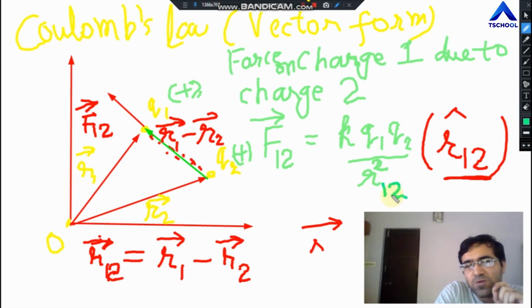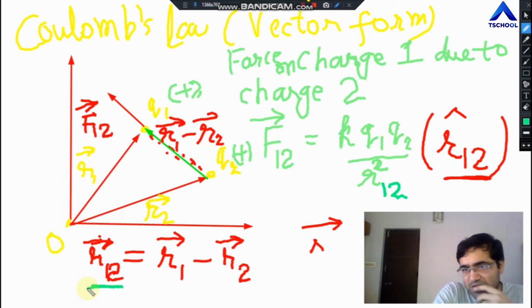If I write r12, that means we're talking about the distance between 1 and 2, or the magnitude of the r12 vector. So this clearly indicates that when we want to find the force between charge 1 and charge 2, we should use the distance between charge 1 and 2, obviously, nothing else, right. So this is all that we have for Coulomb's law in vector form.